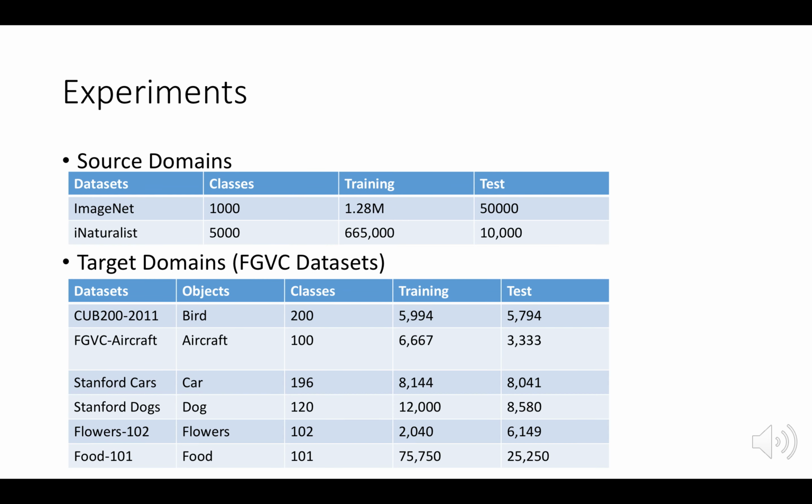These are the experiments and the dataset sizes. ImageNet has 1,000 classes, more than 1 million training images, and 50,000 test images. iNaturalist is another large-scale dataset that has 5,000 classes, over 600,000 training images, and 10,000 test images. And these are the targets. As you can see, there are not many datasets here.